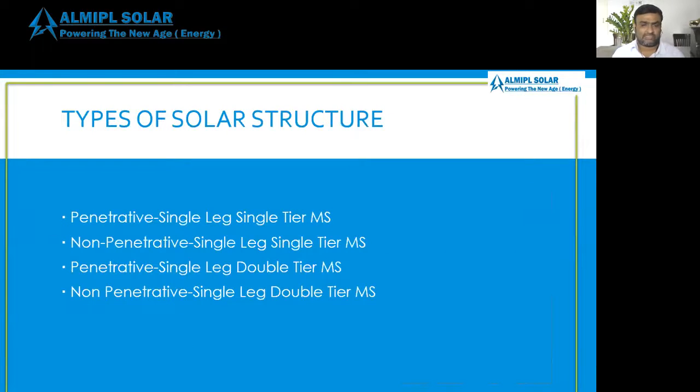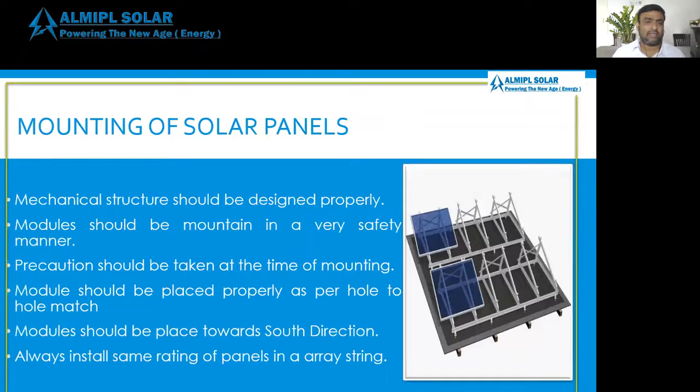Types of solar structure: penetration, single leg, single tier MS. Non-penetrative, single leg, single tier MS. Penetration, single leg, double tier MS. We can go for this MS, and stainless steel also we can go. Non-penetration, single leg, double tier.